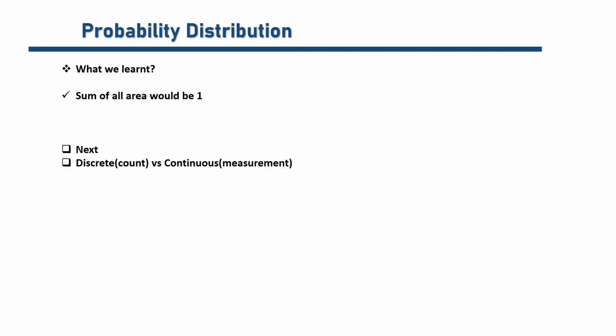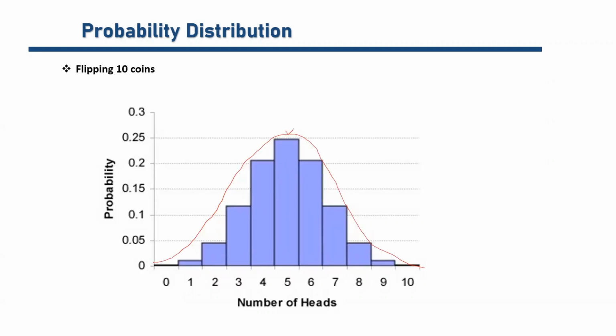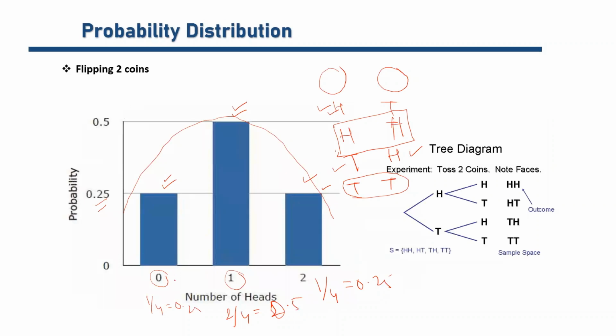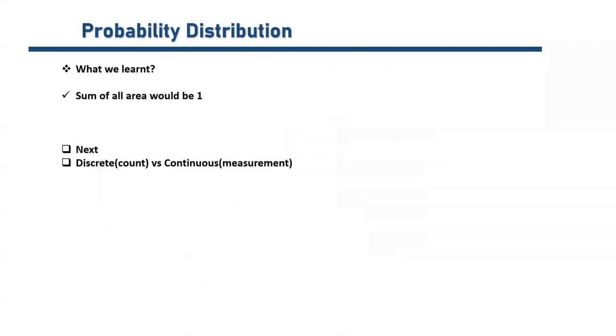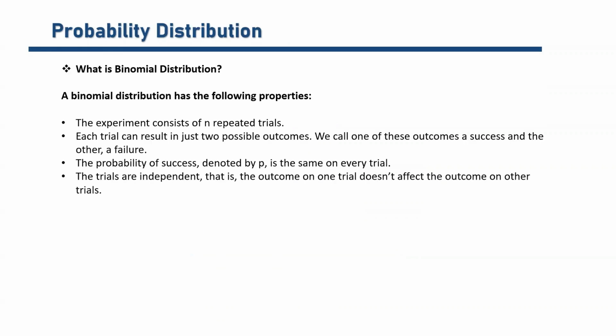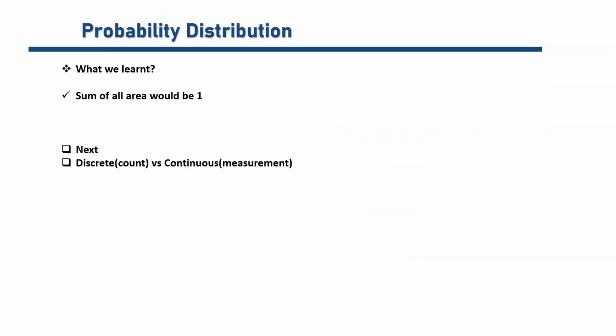So what we learned here is that the sum of all the area would be 1. If you sum them out, it is going to be 1. Likewise, in this small example, 0.25 plus 0.5 plus 0.25 is going to be 1. So the entire area is going to be 1 in all the scenarios. Okay, we'll look into the next section, which is the binomial distribution. But before that, if you have any question, do let me know.